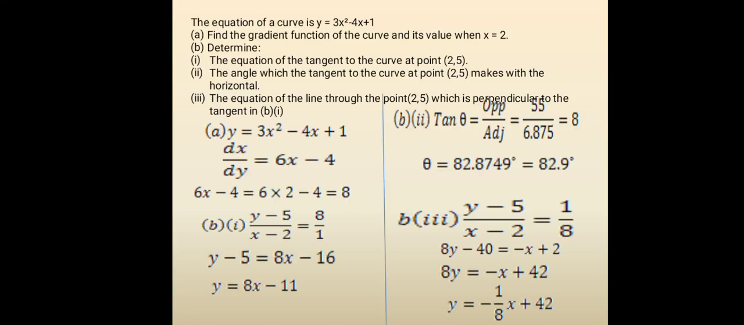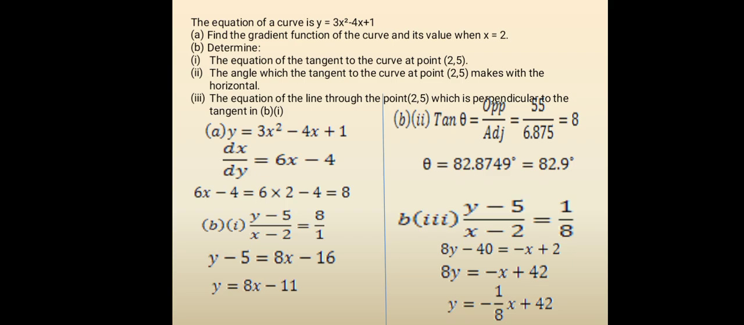The equation of a curve is y = 3x² − 4x + 1. A. Find the gradient function of the curve and its value when x = 3. B. Determine 1. The equation of the tangent to the curve at point (2, 5).